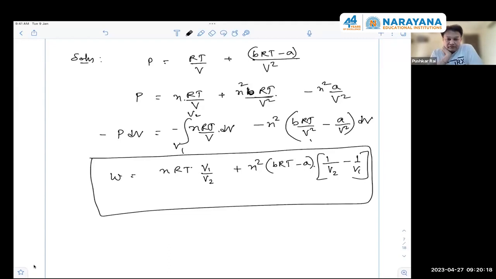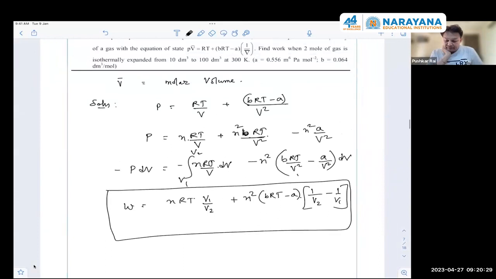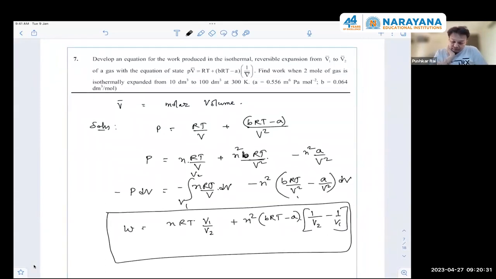That will be the expression for one. Is that all right? And then you have to put the values and calculate. So what is the idea of this question? That's good. I think it's a good question for a twist in IIT JEE.